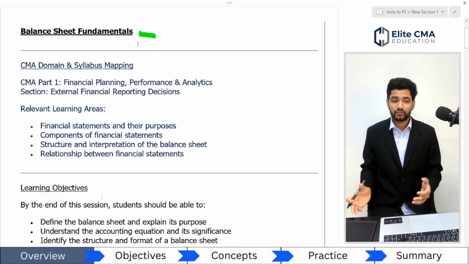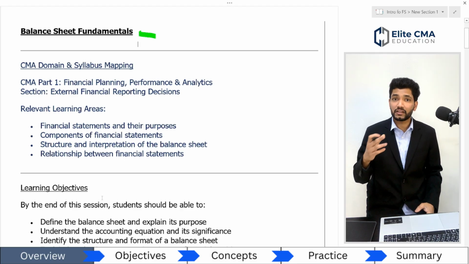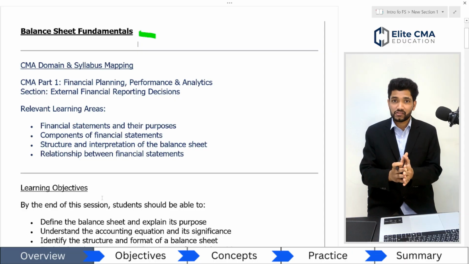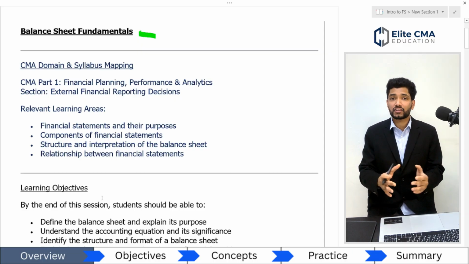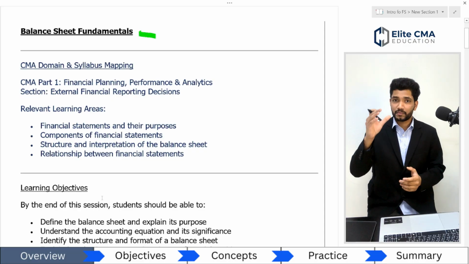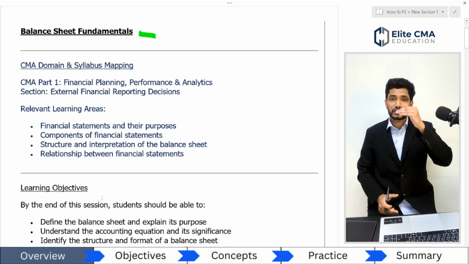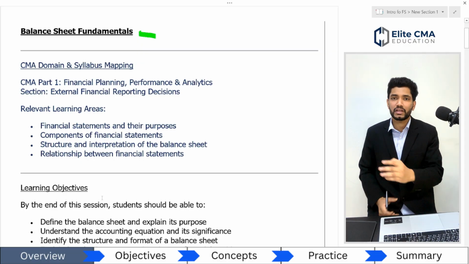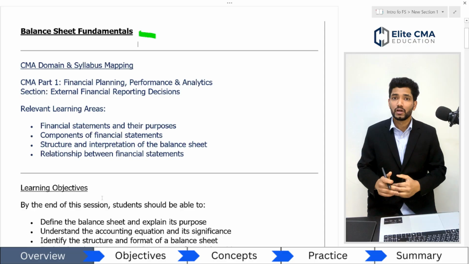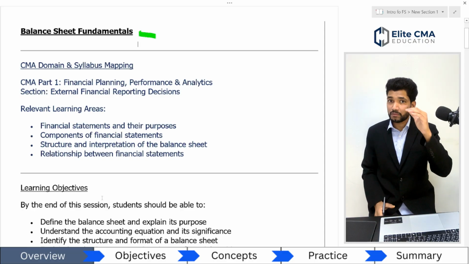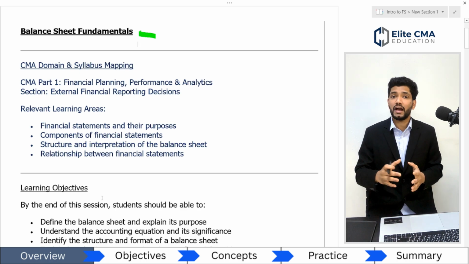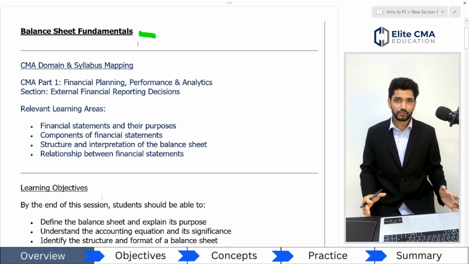In today's session, we are going to discuss the fundamentals of the balance sheet. As we know, the balance sheet is a financial statement which shows the financial position of a company at a specific point in time, showing the total assets owned by the company, total liabilities and total equity. So it determines the financial position of the company and its liquidity and solvency position.